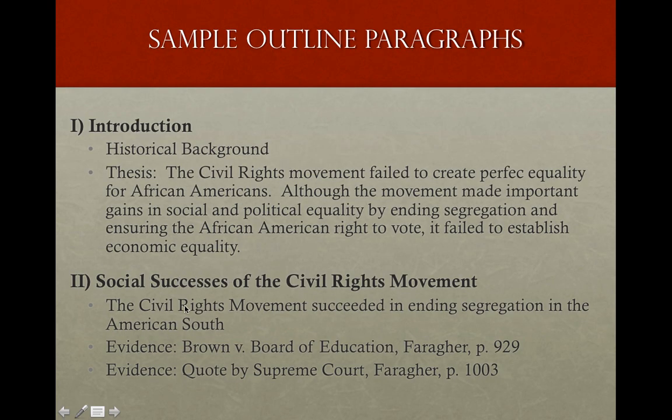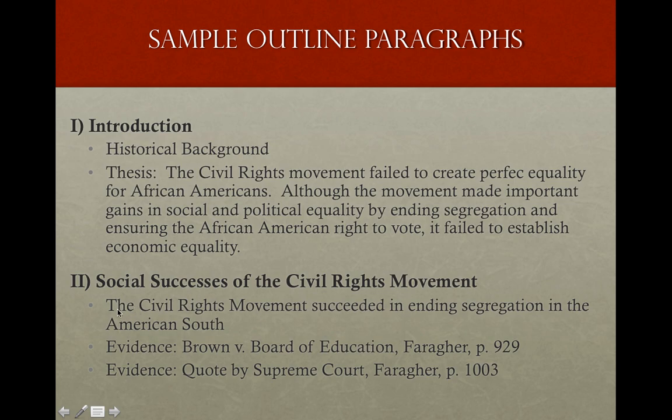All right, here's a more detailed look at what an outline looks like. This is just the first 2 paragraphs. So for this civil rights paper, you'd have the historical background, then you'd write out your thesis statement. Here's the first paragraph in that essay.